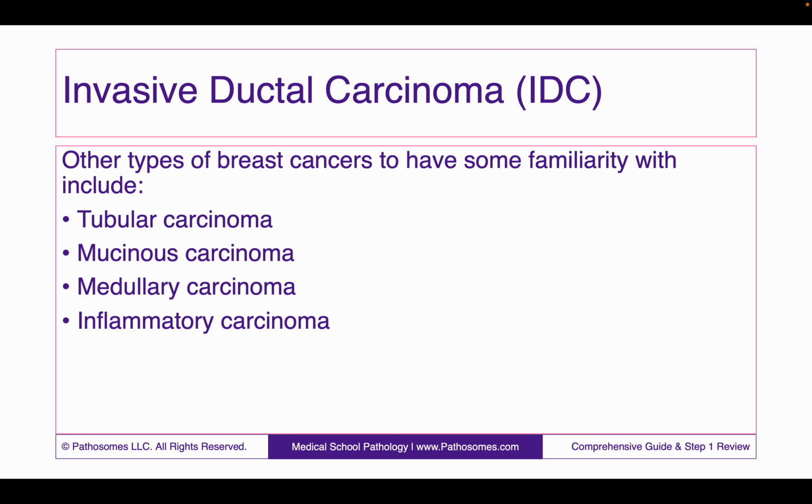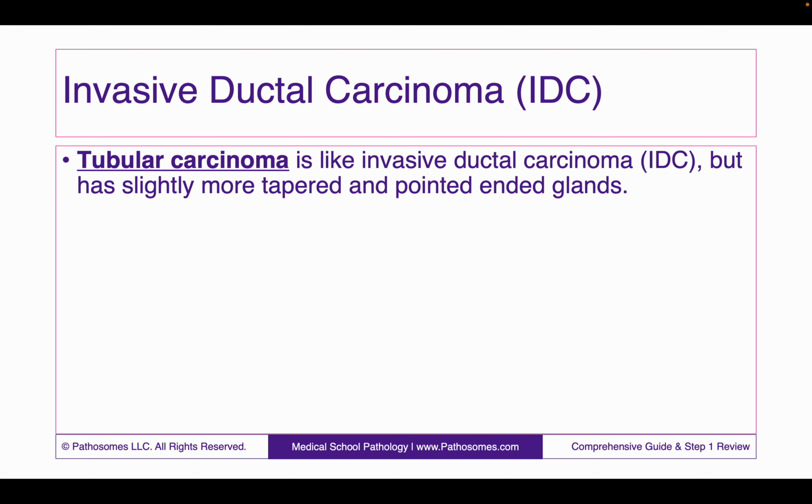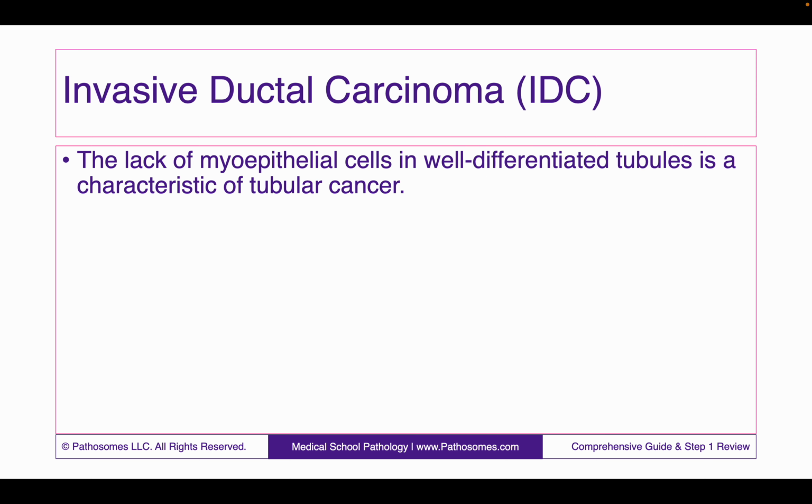Other types of breast cancers to have some familiarity with include tubular carcinoma, mucinous carcinoma, medullary carcinoma, and inflammatory carcinoma. Tubular carcinoma is like invasive ductal carcinoma, but has slightly more tapered and pointed end glands, right? It'll look a bit more spindly. The lack of myoepithelial cells and well-differentiated tubules is a characteristic of tubular cancer.